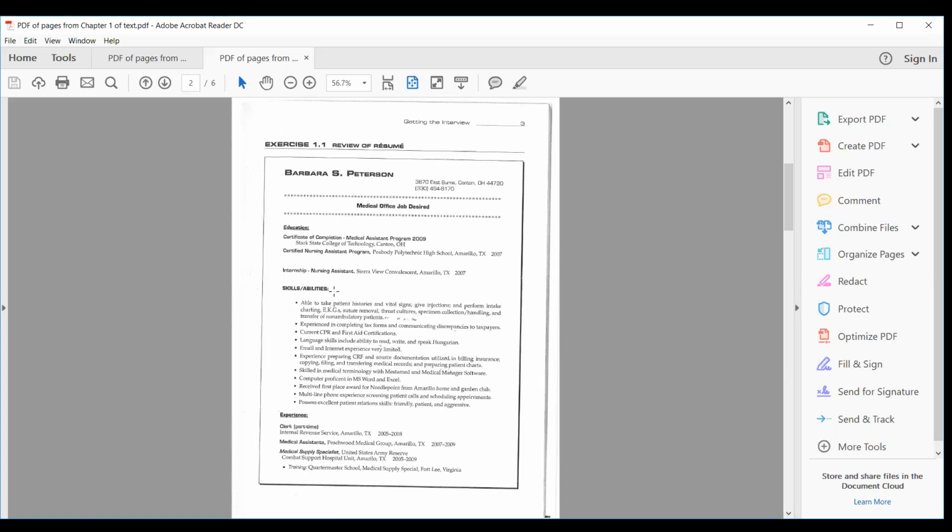Have various skills and abilities. This is rather lengthy. On the other hand, it's the sort of thing that if you looked at the position being offered, if it's a medical assistant position, these are all things that they should be able to do. It's critical in the medical field, for instance, that you let them know that you have current CPR and first aid certifications.